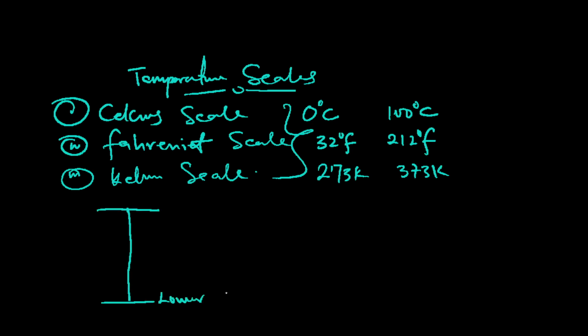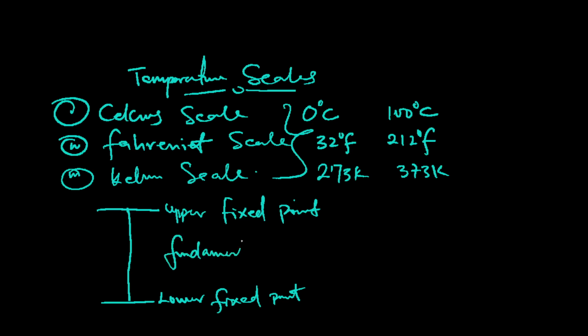lower fixed point, or you call it the ice point, and this place is the upper fixed point, or you call it the steam point. Now, the difference between the upper fixed point and the lower fixed point is what we call the fundamental interval. Are we together now? The difference between the upper fixed point and the lower fixed point of a temperature scale is called the fundamental interval.